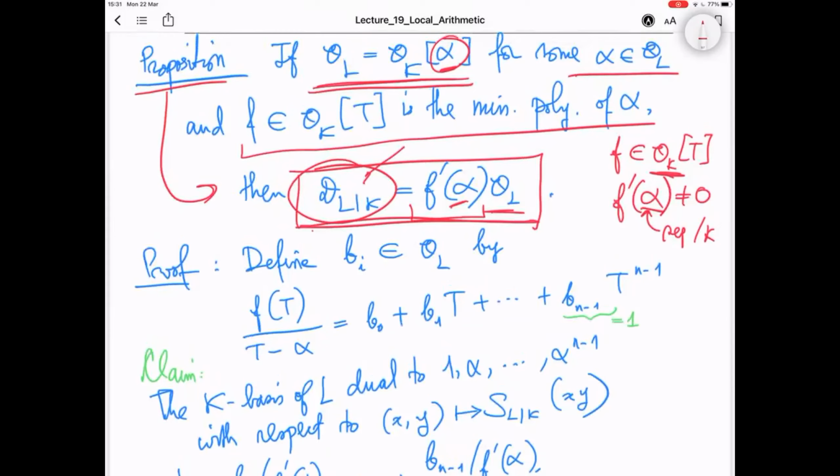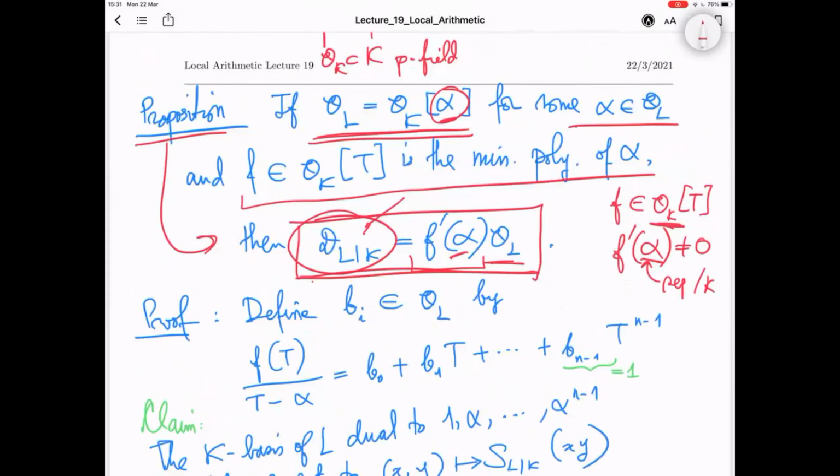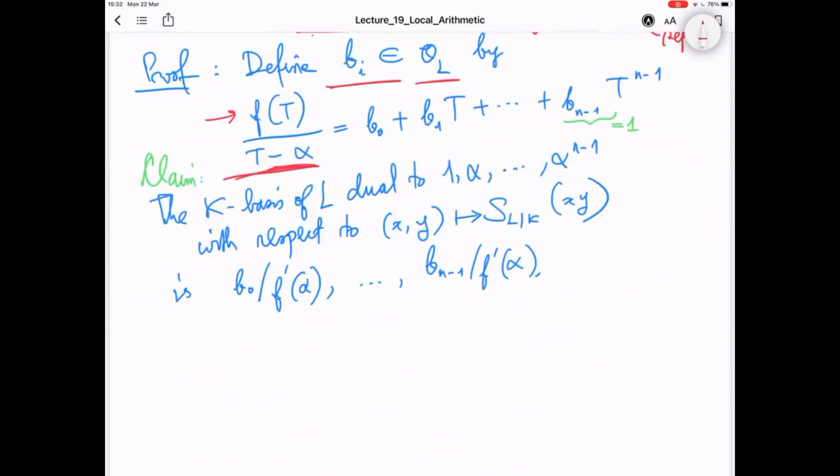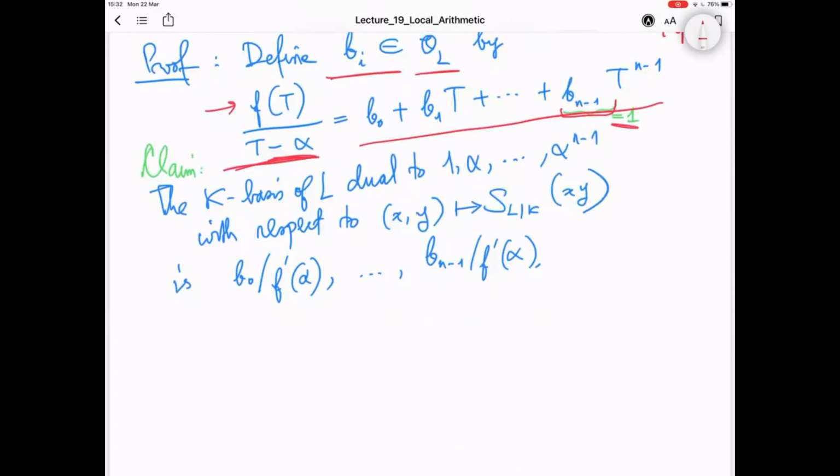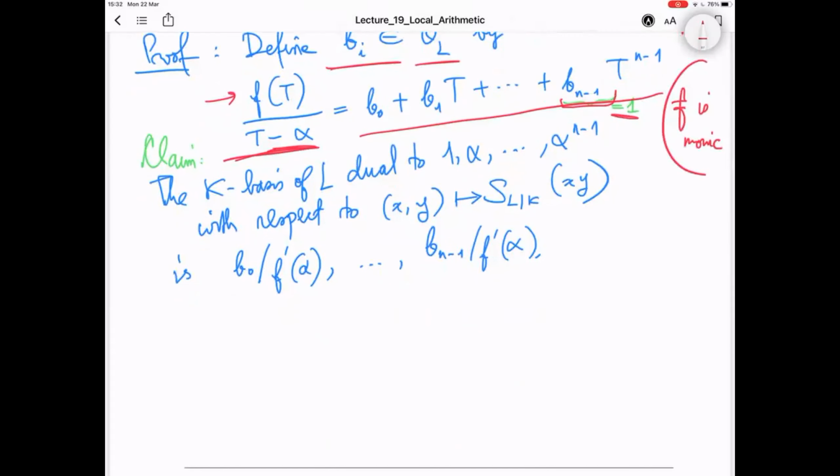So let's define these elements b i in O L. I have this polynomial f of t. It has a root alpha inside O L. So I can divide it by t minus alpha. And I get some polynomial of degree n minus 1, of which the leading coefficient is equal to 1 because f is monic, right? f is a minimal polynomial, so it's monic, and so I get these b i, of which b n minus 1 is actually equal to 1.